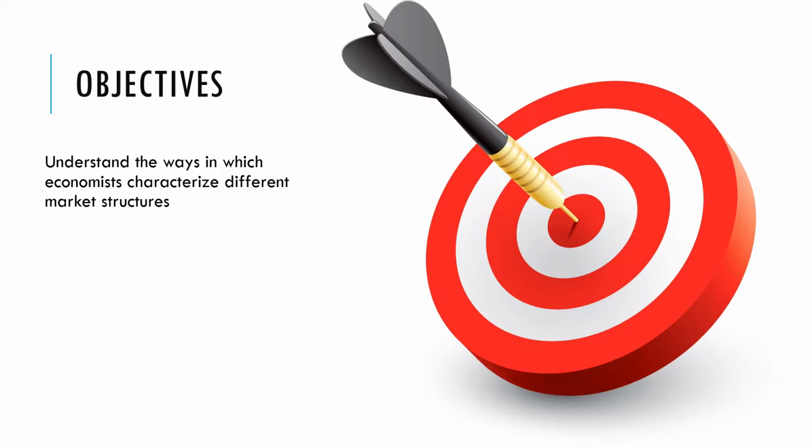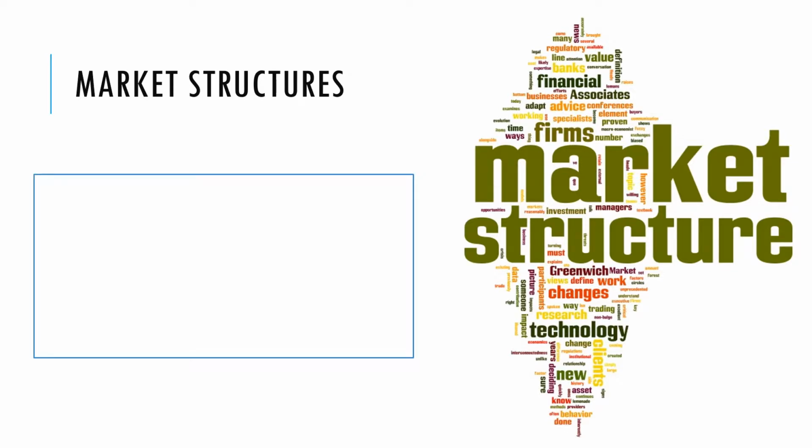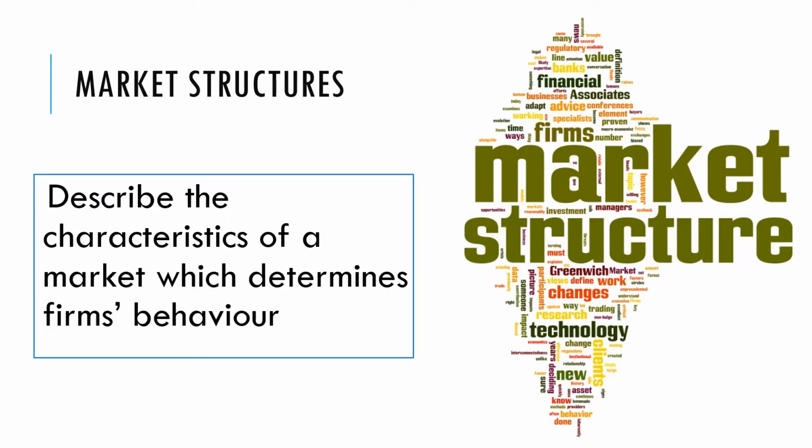So in this video we're going to introduce the concept of market structures and in particular look at the ways in which economists characterize different market structures. So what do we mean by market structures? Well, when we talk about different market structures, we're really talking about the characteristics of a market and how that determines the firm's behavior within that market. So if we're talking about the farming market, or if we're talking about the mobile phone handset market, we're looking at trying to describe the characteristics there and then how that affects how firms behave in that market.